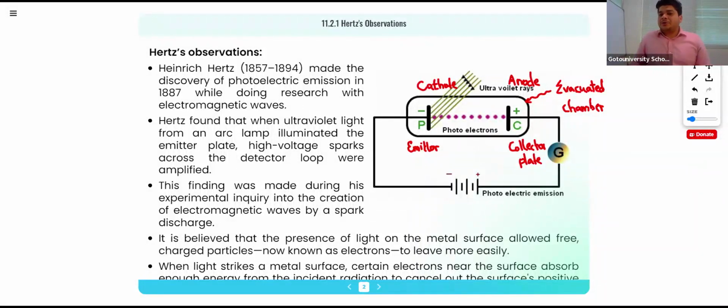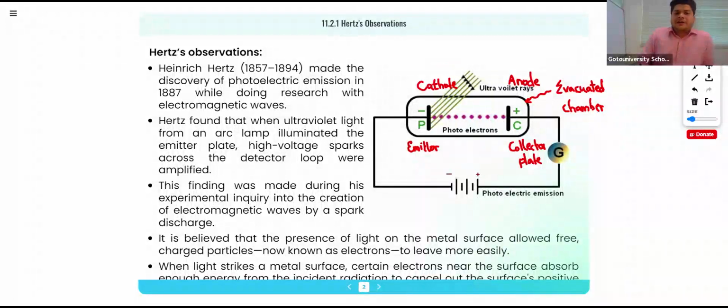It is then connected to a battery, and then to a galvanometer. So we have an evacuated chamber, and in that chamber we have two plates: the cathode, also known as the emitter plate, and the anode, also known as the collector plate. This setup will be connected to a battery. Let's see how it works, each thing one by one.